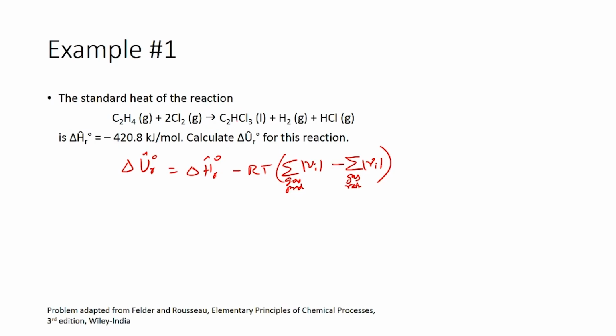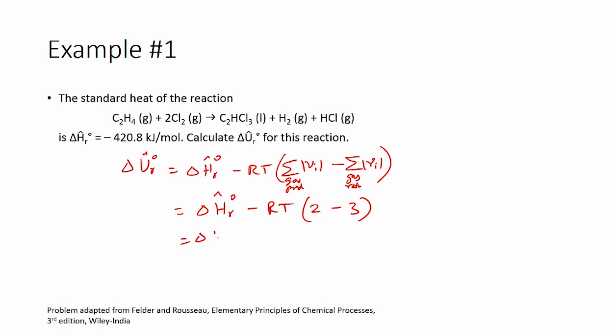So let us identify the stoichiometric coefficients of the reactants and the product gases. The product gases are hydrogen and hydrogen chloride. So these have stoichiometric coefficients of 1. So the summation of these stoichiometric coefficients is 2. Similarly you have the stoichiometric coefficients of 1 and 2 for the reactant gases. So the summation is 3. So the equation then becomes delta HR cap minus RT times 2 minus 3.